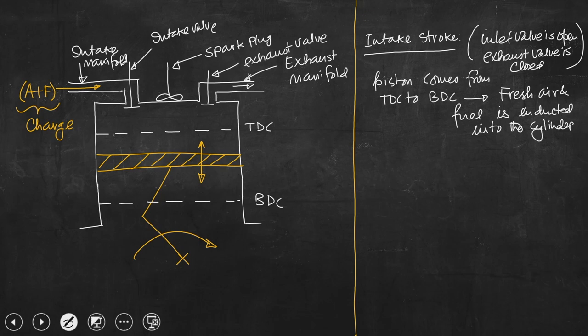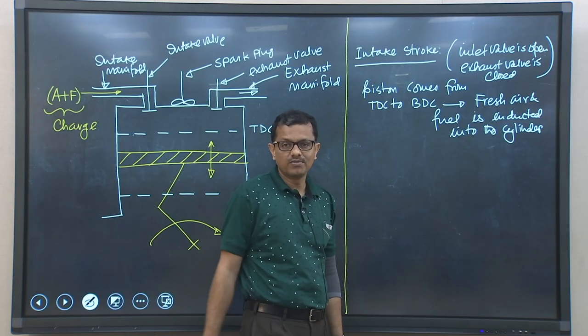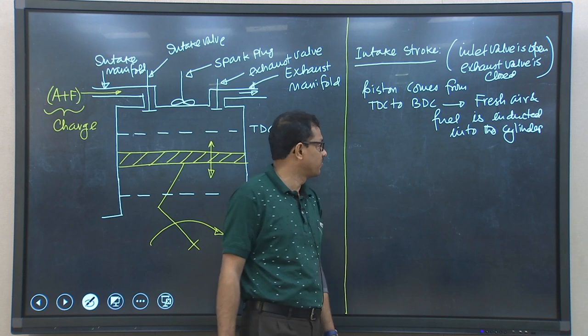Let me tell you again, if it is the CI engine, only fresh air should be inducted into the cylinder during the intake stroke, but what we have drawn here is the schematic of a spark ignition engine and the spark plug is there. So, definitely the intake manifold is there to supply the air fuel mixture, rather a homogeneous mixture of air and fuel.